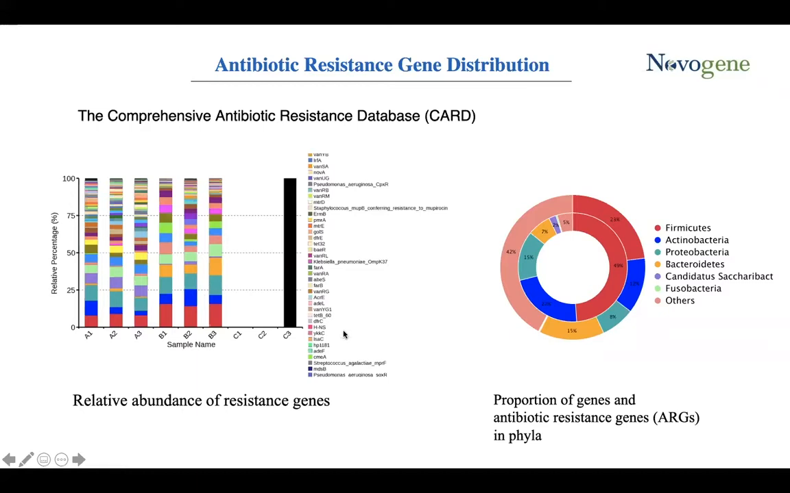So this bar plot to the left is the relative abundance of resistance genes like we have discussed before. And the donut chart to the right here is plotted according to the taxonomic annotation of all the samples in the group. And the proportion of different phyla in all genes and resistant genes are shown in this donut chart. So which phylum had more resistance genes can be visually reflected. The inner circle is the species distribution of AROs, and the outer circle is the species distribution of genes of all samples in the group.